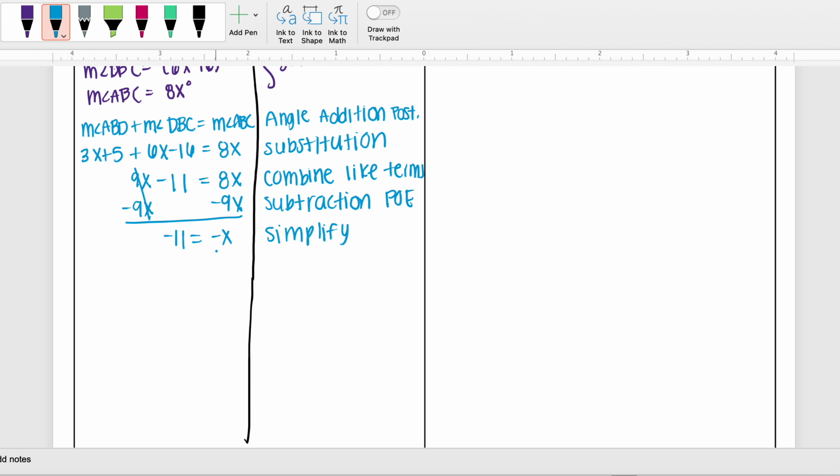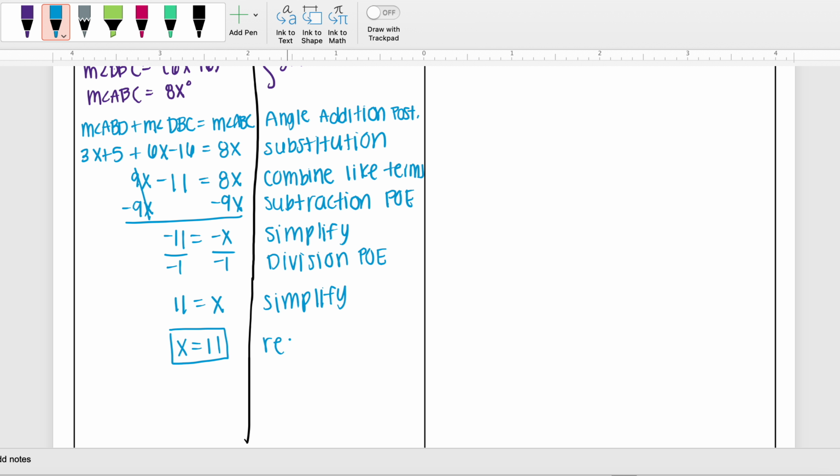Now to get x by itself, I need to divide by -1 to get rid of that negative. So since I'm dividing, that's my division POE. So I get 11 is equal to x, which I just simplified. And then I always want x to be on the left-hand side, so I want to switch this around to get x equals 11. And my reason for that is reflexive, which we learned about last time.